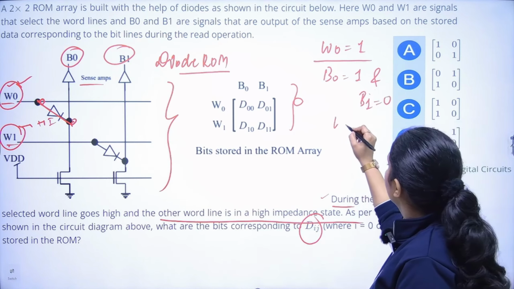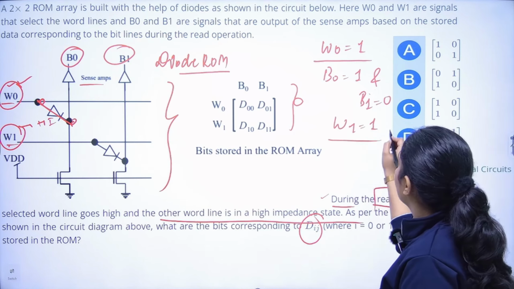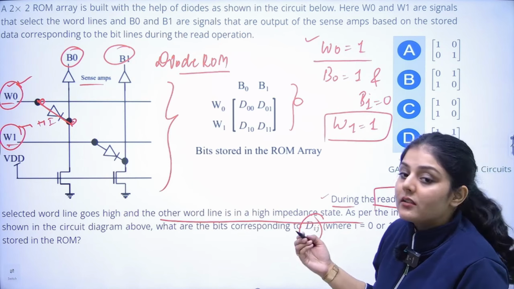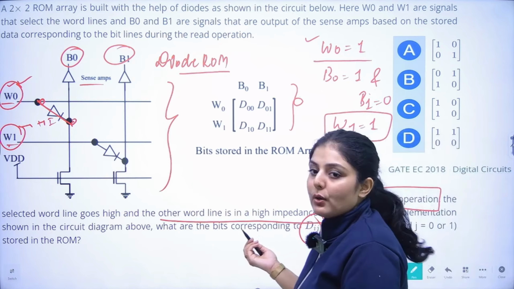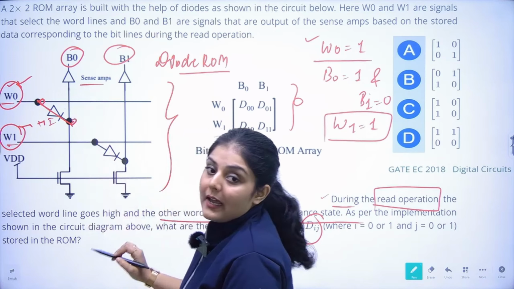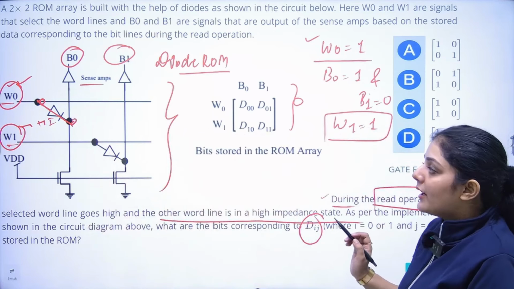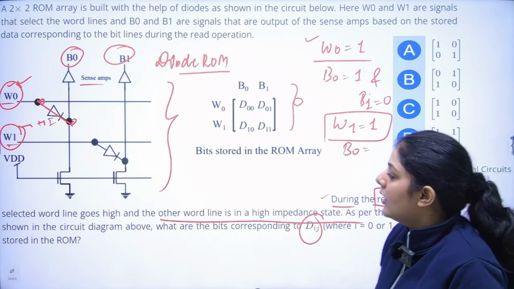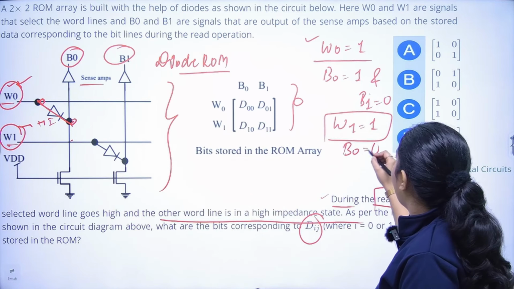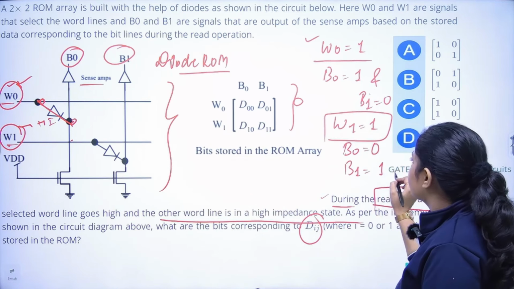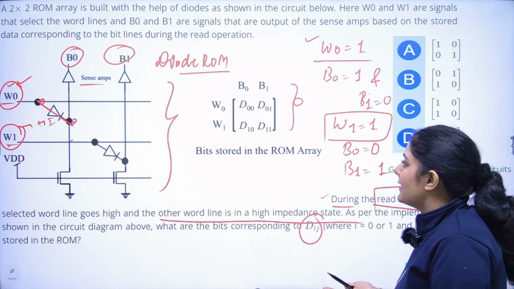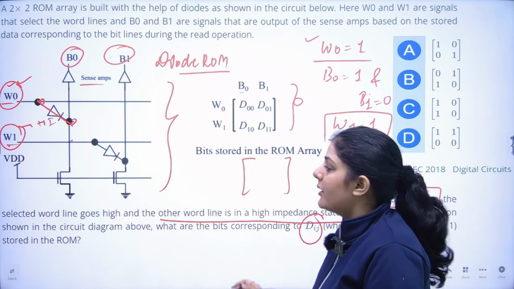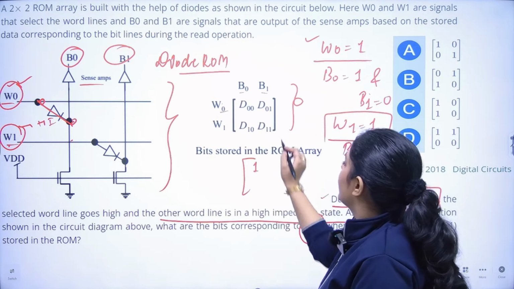If we are selecting W0 for the read operation, then the output B0 will be equal to 1 and B1 will be equal to 0, because the diode is connected to B0 in W0. Similarly, if we are considering W1 for the read operation, then B0 will be 0 because there is no diode, and B1 will be equal to 1. So we can easily place this into the matrix. For W0 and B0 it will be 1, and for this it will be 0.